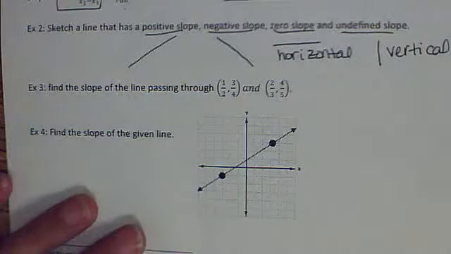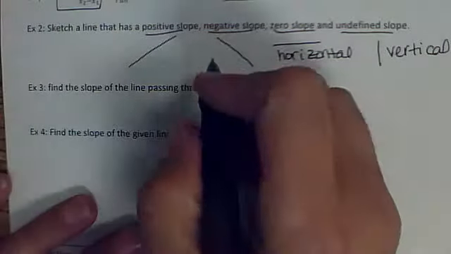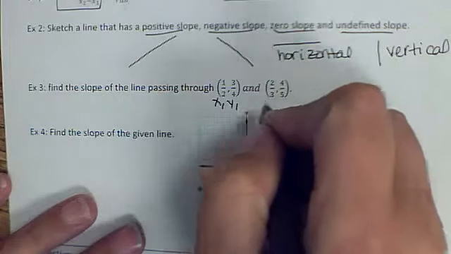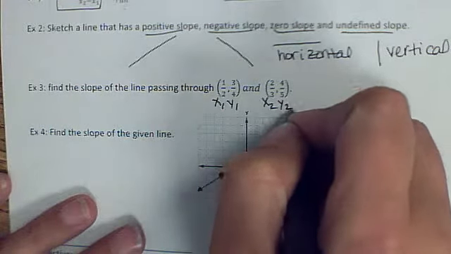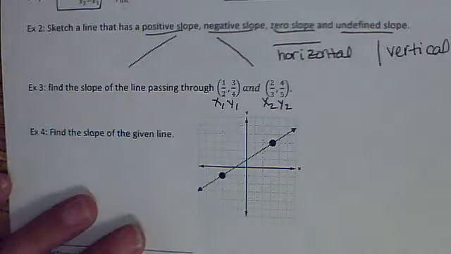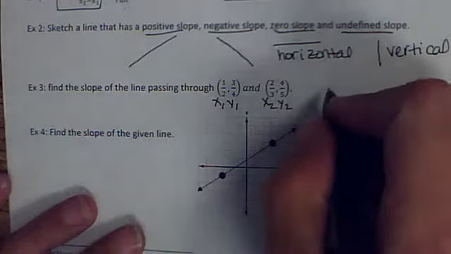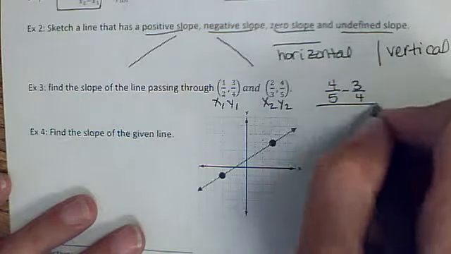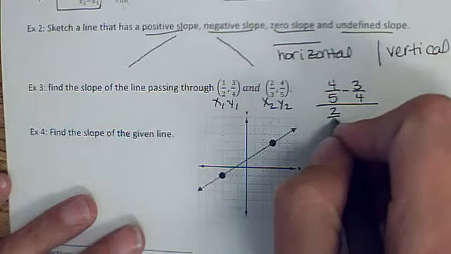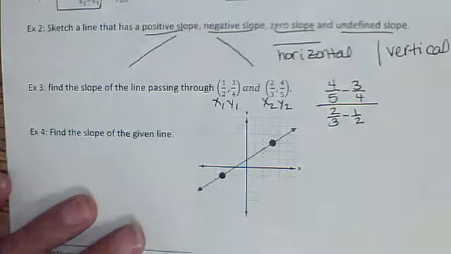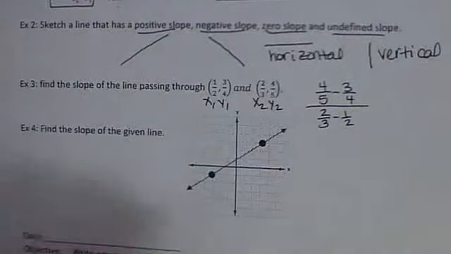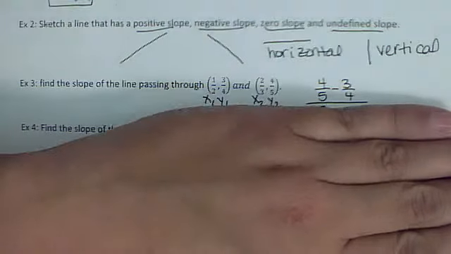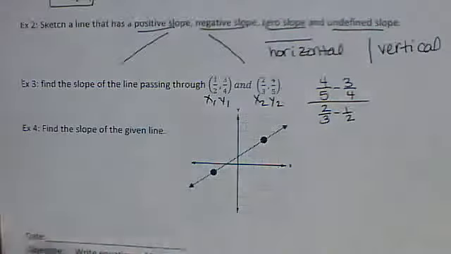Okay, example 3, find the slope of the line passing through (1/2, 3/4) and (2/3, 4/5). We have to use our slope formula on this one. So it's x1, y1, x2, y2. So then we plug into our formula, y2 minus y1, so 4/5 minus 3/4 over 2/3 minus 1/2. Now, I'm going to ignore the bottom and just focus on the top. So focus on the numerator, 4/5 minus 3/4.